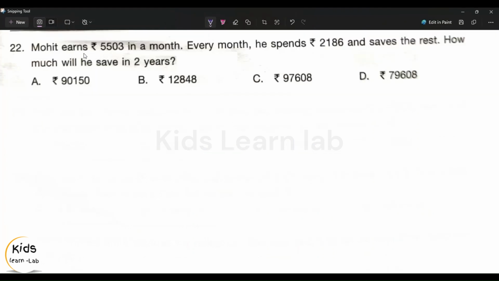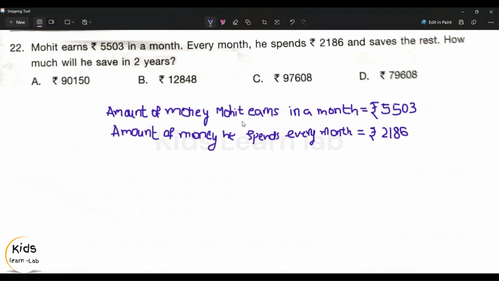22nd question. Mohit earns rupees 5,503 in a month. Every month he spends rupees 2,186 and saves the rest. How much will he save in 2 years? Amount of money Mohit earns in a month is equal to rupees 5,503. Amount of money he spends every month is equal to 2,186 and he saves the rest of the amount.